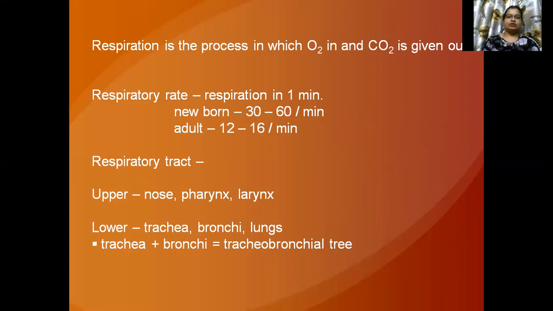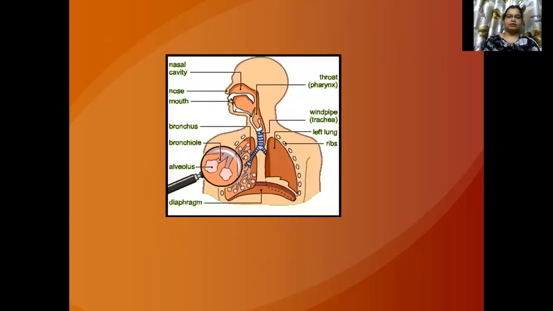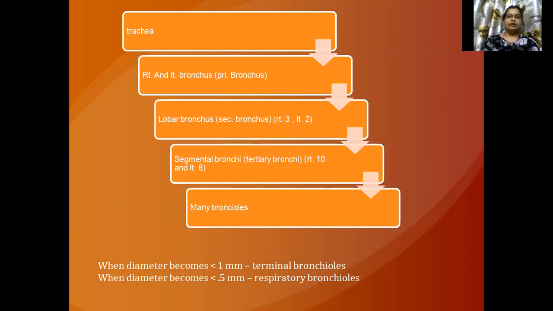The respiratory tract includes an upper part and a lower part. The upper part has the nose, pharynx, and larynx, and the lower part has the trachea, bronchi, and lungs. Trachea and bronchi combined form the tracheobronchial tree, which includes the trachea. Then it divides into right and left bronchus, which are also called primary bronchi. Then the primary bronchus divides into secondary bronchi.